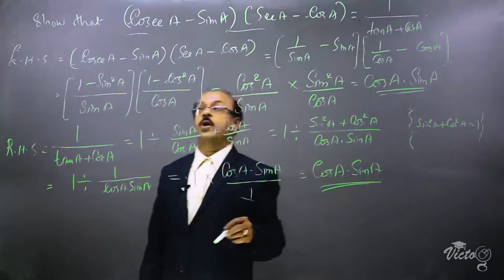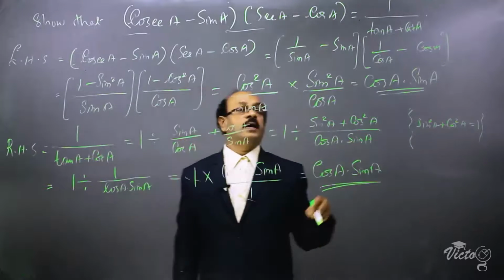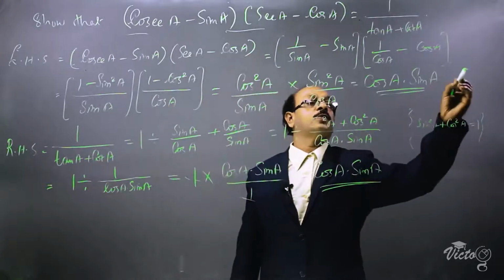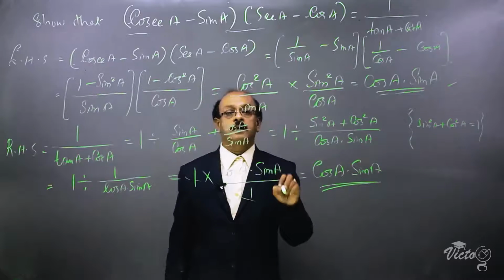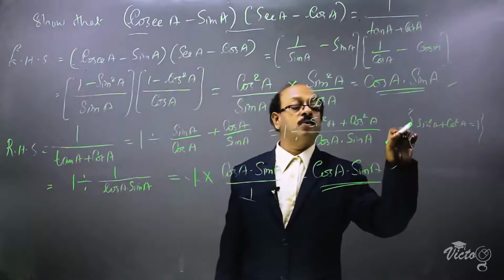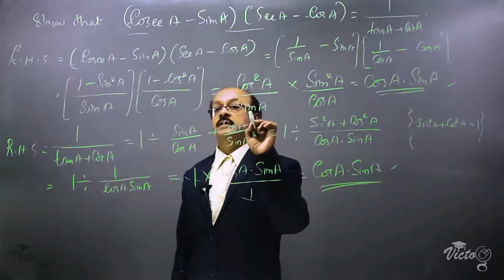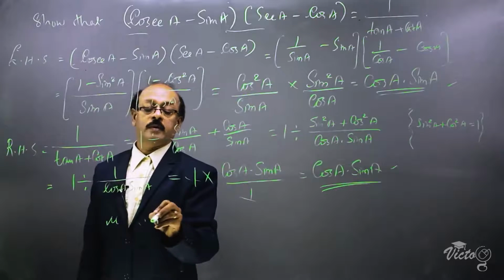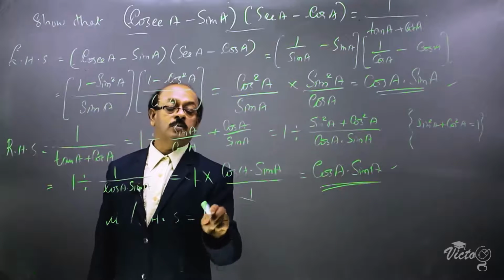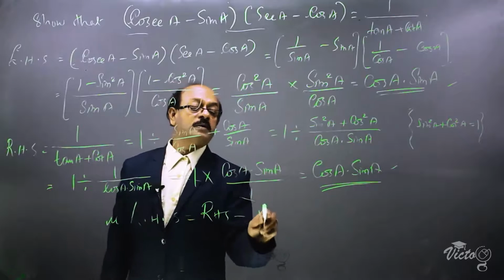See the two results. On simplifying the LHS, we arrived at the result that it is cos A sin A. On simplifying the RHS also, we got the same result cos A sin A. That means LHS is equal to RHS. Hence proved.